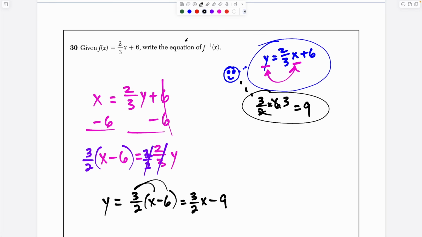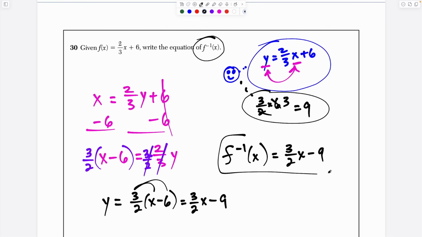However, they said write the equation of f inverse of x. So don't leave your answer as y equals at the end. Actually write out f inverse of x like this, just so that you're answering the question exactly as they want you to. Okay, so those are annoying points to lose on a test like this. So just make sure that you follow the directions in the question.